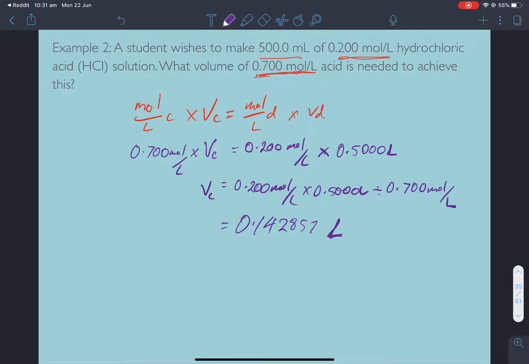Okay, let's look at our sig figs. We've got 4 sig figs for the 500 ml. We've got 3 for that concentration and 3 for that. 3, 3, 4. We're limited to 3. Sig fig 1, sig fig 2 is the 4. Sig fig 3 is the 2, but sig fig 4 is 8. So that third one is going to jump up. 0.143 litres to 3 sig figs. Or you can write it as 143 millilitres.